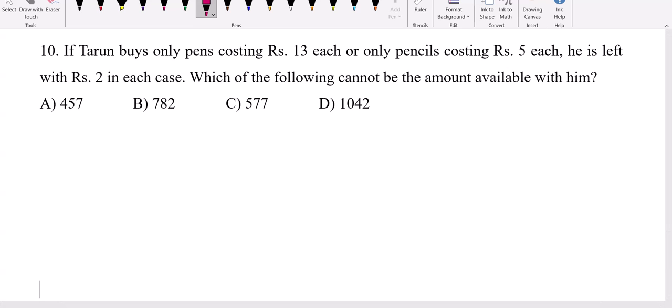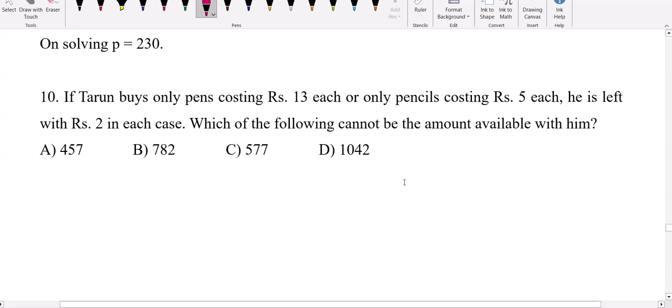Again, it's like equation solving. Tarun buys only pens costing rupees 13 each or only pencils costing 5 rupees each. He is left with rupees 2 in each case. Which of the following cannot be the amount available with him? Good question, actually, application oriented. Tarun buys pens which cost 13 rupees each. He'll buy, let us say, 100 pens, and after that he is left with 2 rupees. Or he'll buy only pencils, let us say 200 pencils, but finally is left with only 2 rupees. Whether purchasing pens or pencils, pens cost 13 rupees each, pencils cost 5 rupees each, but finally he is left with only 2 rupees in both cases.